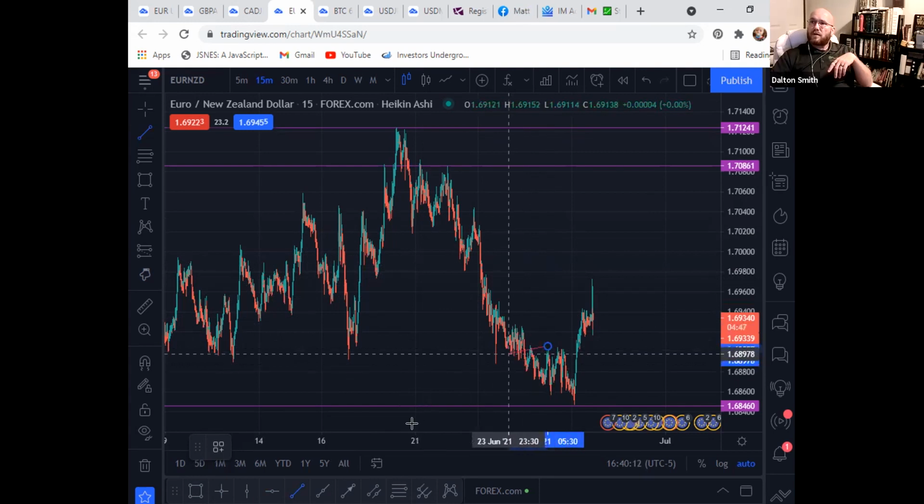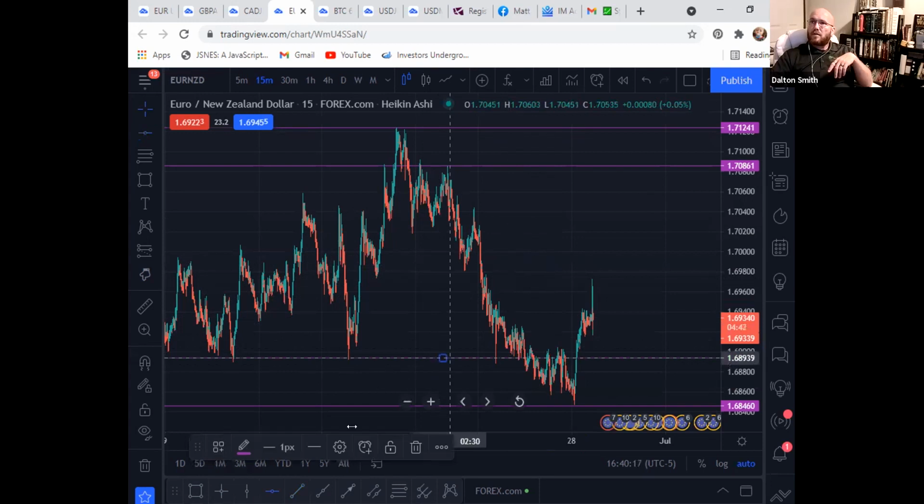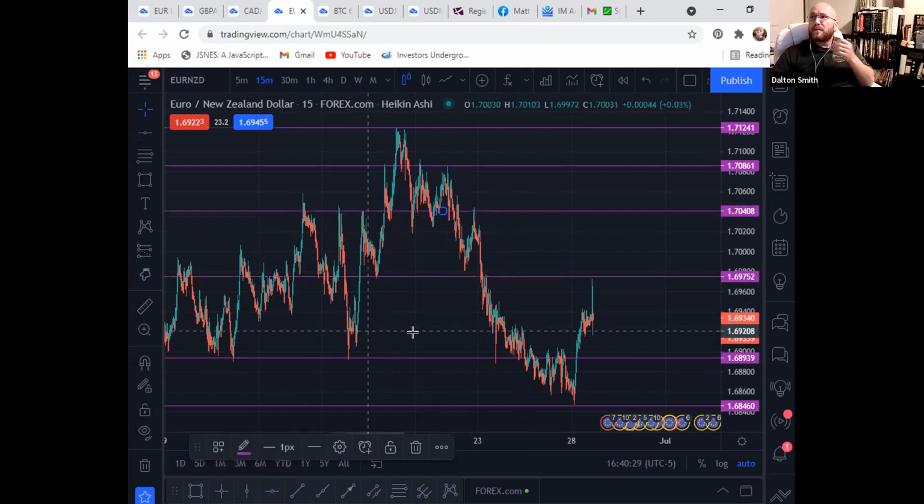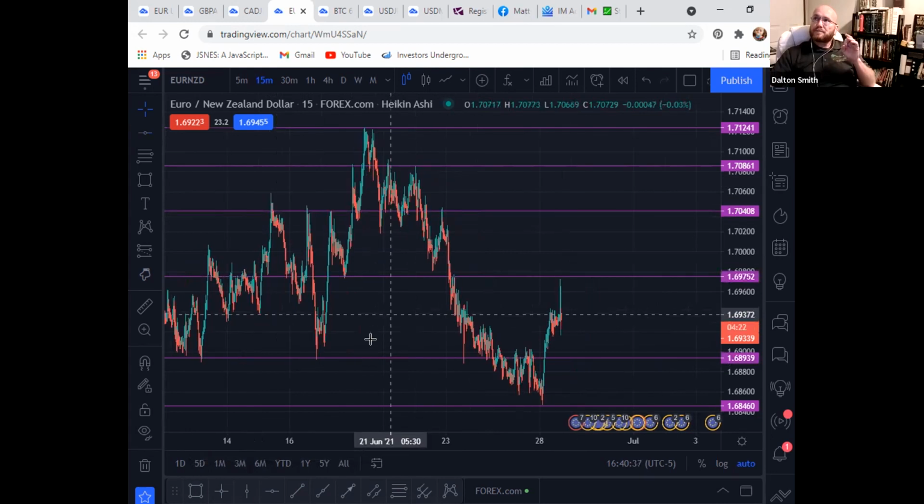Oops, I clicked the wrong thing. So we're going through here and we're setting support and resistance. We're looking for areas on the chart that have been respected many times. So to me, these are key levels of support and resistance because it seems to be where the market is changing directions.